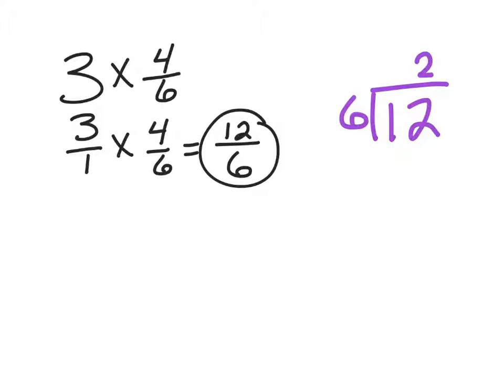6 will go in there 2 times, which gives me exactly 12, and that zeroes out, and 2 is your answer. So that is lovely, my friends. So let's go ahead and see what's actually happening with this.